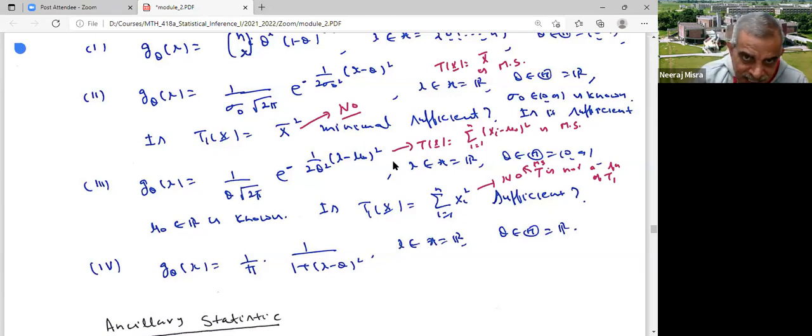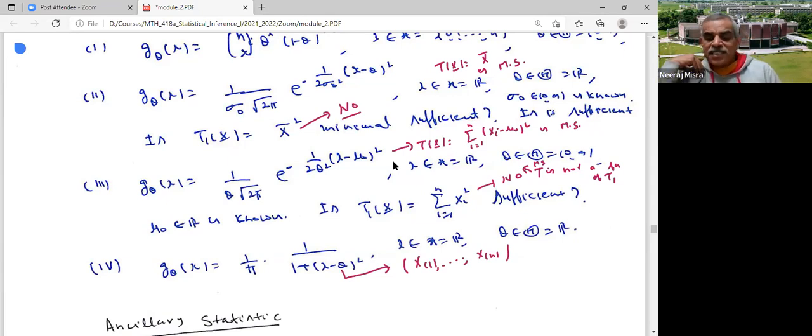Now this is an interesting example, a Cauchy example. I would give this as an exercise. I may give this in the assignment problem also, that the order statistics are minimal sufficient. What you would see in this case is that even the minimal sufficient statistic is of order n. It has n dimensions. So here the sufficiency does not help us much in reducing the data.